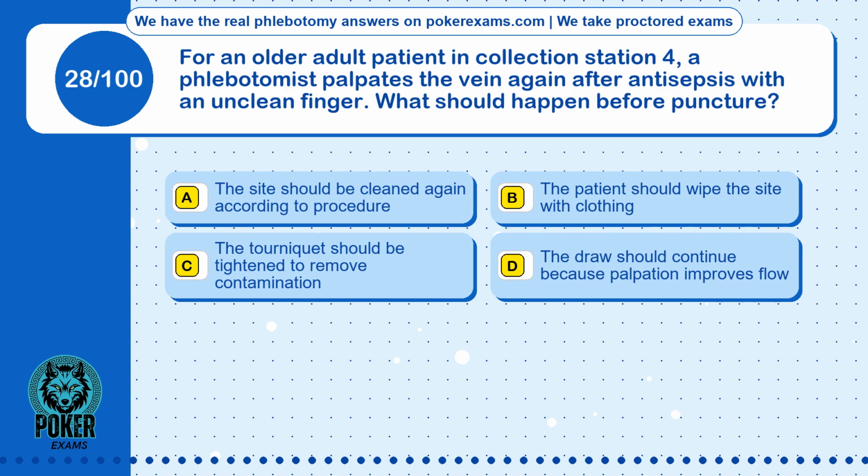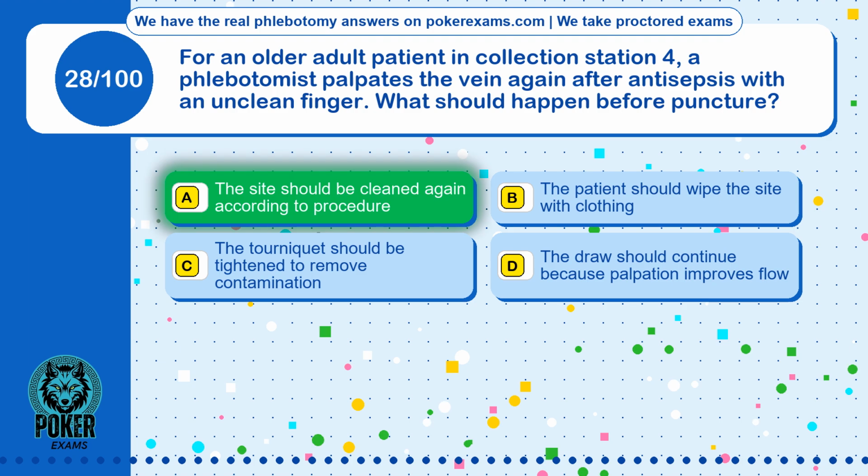Question 28. For an older adult patient in collection station 4, a phlebotomist palpates the vein again after antisepsis with an unclean finger. What should happen before puncture? Option A: the site should be cleaned again according to procedure. Option B: the patient should wipe the site with clothing. Option C: the tourniquet should be tightened to remove contamination. Option D: the draw should continue because palpation improves flow.